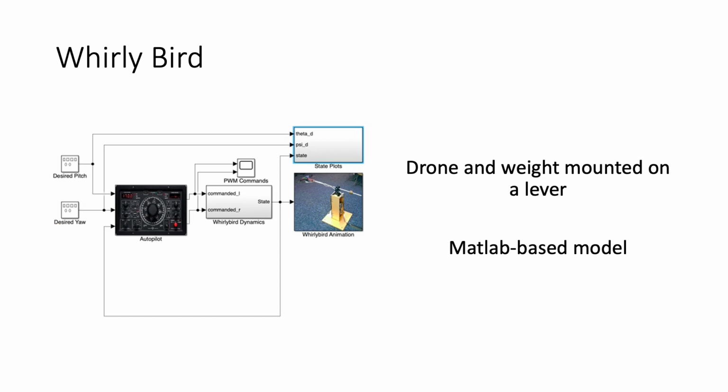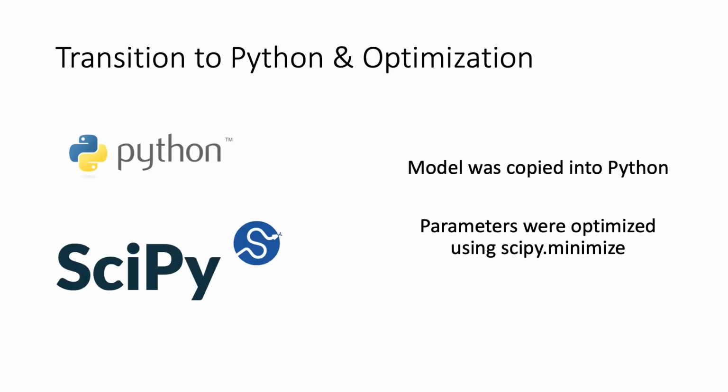The Whirlybird in physical form consists of a drone and a weight mounted on a lever. This form has been adapted into a MATLAB-based model that correctly predicts the physical responses of this system. We took that MATLAB model and copied it into Python and sought to find parameters optimized using scipy.minimize. We found parameters that included no penalty for overshoot, as well as one that included penalty for overshoot.